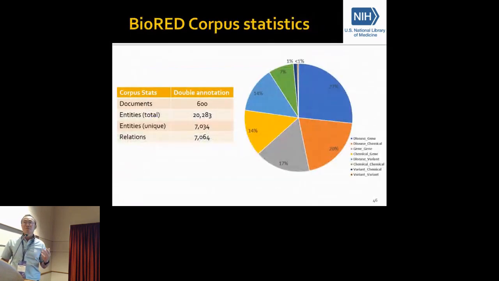But still, we spent about 2,000 annotator hours on this particular BioRed corpus. So in the end, what we have today is about 600 articles, with about 20,000 different entities and 7,000 different relations between those entities.